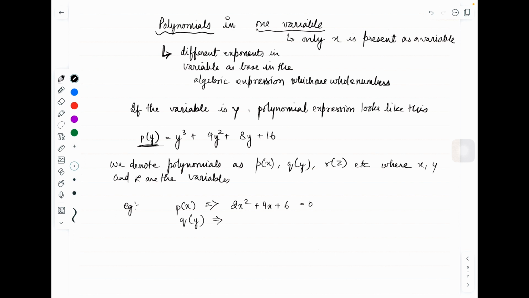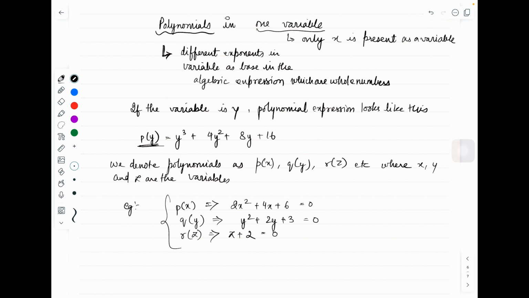Okay, Q(x) I am writing, it can be x square plus 3x. No, sorry, x I am writing. Sorry. This will be y square plus 2y plus 3 equals to 0. Something like this. R(z) is z plus 2. This can also be an expression. Okay, so polynomials are expressed like this.